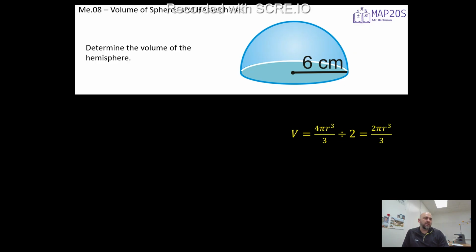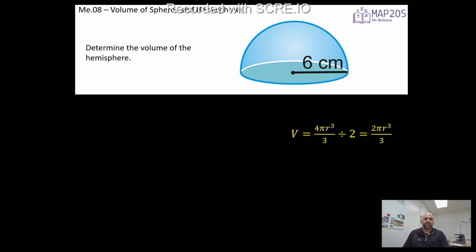Here is just a bit more of a simplified version, so to speak. If you want to use that simplified version, 4 divided by 2 is just 2. So we can put a 2 there instead of the 4. And so the volume of a hemisphere is 2 pi r cubed divided by 3.